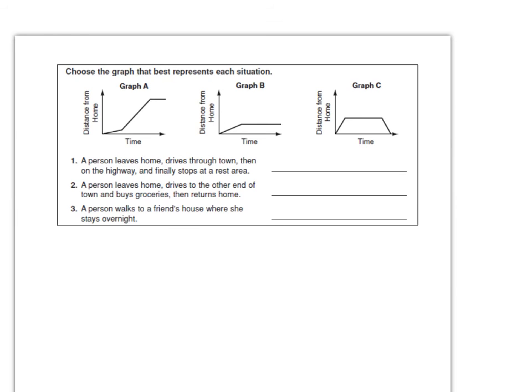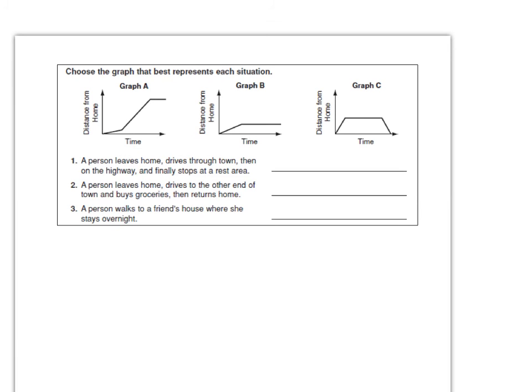Okay, welcome back. Number 1 says a person leaves home, drives through town, then on the highway, and finally stops at a rest area. Number 2, a person leaves home, drives to the other end of town, and then returns home. And then number 3, a person walks to a friend's house where she stays overnight. So when I look at this one, choose the graph that best represents each situation.